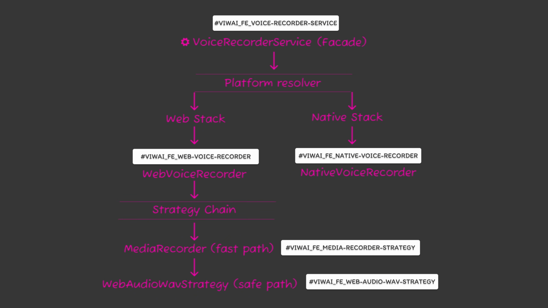On the web side, Web Voice Recorder uses a strategy-based approach. It implements two recording strategies: a primary one based on the MediaRecorder API, which is efficient and performs well in supported environments, and a fallback strategy based on the Web Audio API, which is slower but more reliable in edge cases, particularly on platforms like iOS, where MediaRecorder support can be limited or inconsistent.